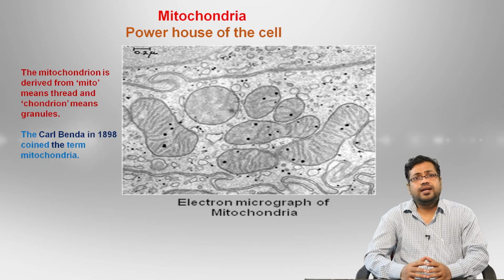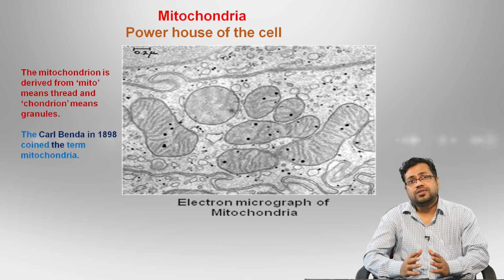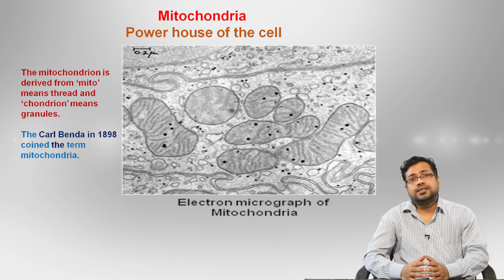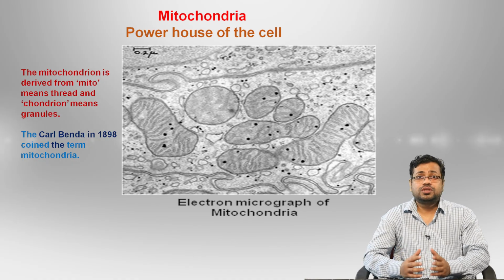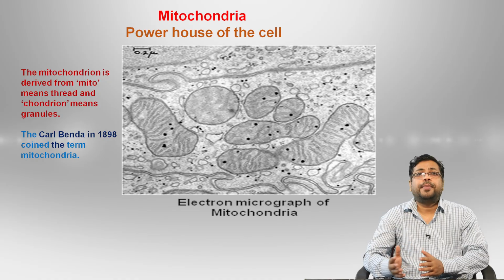Carl Benda in 1898 coined the term mitochondria. So here you can see the mitochondria under the electron microscope. There are so many mitochondria visible under the electron microscope, and the size of mitochondria is about 2 micrometers, which is similar to the size of bacteria. So some hypotheses suggest that the mitochondria originated from bacteria.